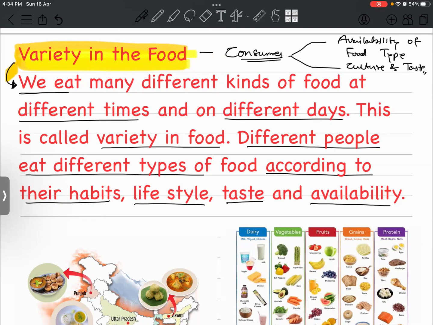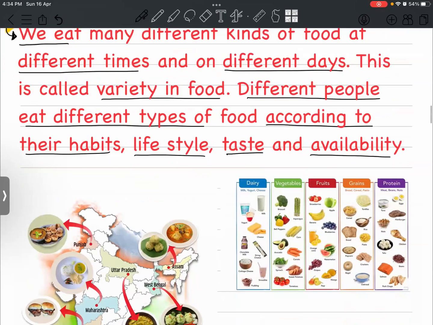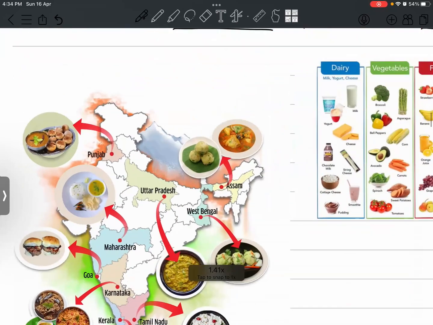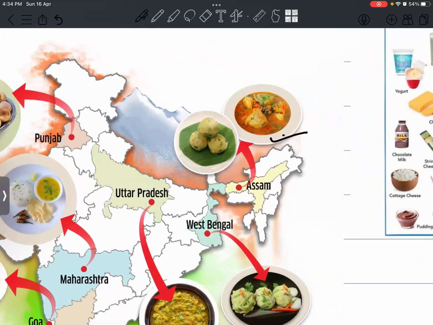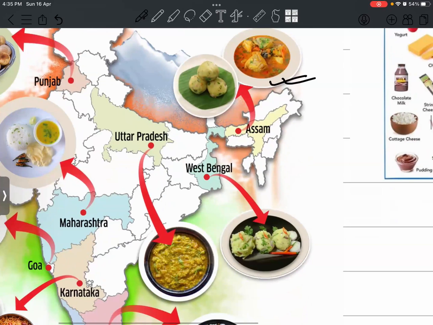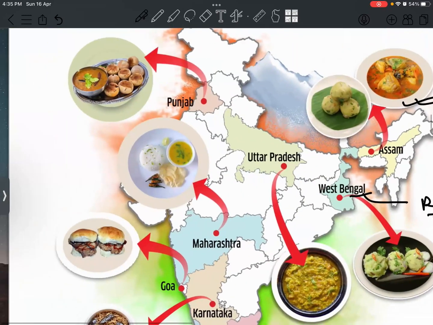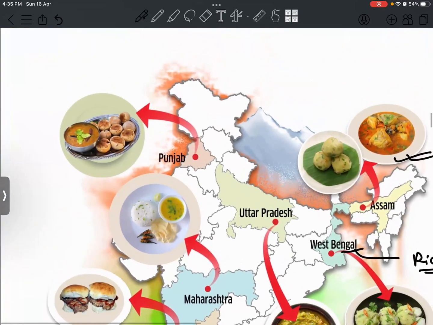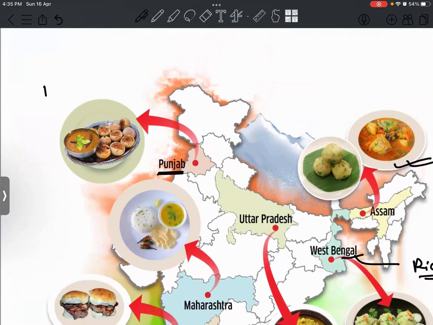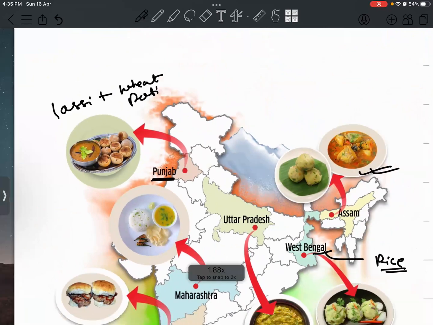So if you happen to visit different parts, different states of India, you will find that people living in Rajasthan eat a different type of food. Or people living in Assam eat a different type of food. Here in the figure you can see. People living in West Bengal are fond of eating rice, right? You might have heard that Bengali people like rice too much. That is their staple diet. A person living in Punjab might be consuming lassi or wheat roti on a regular basis.